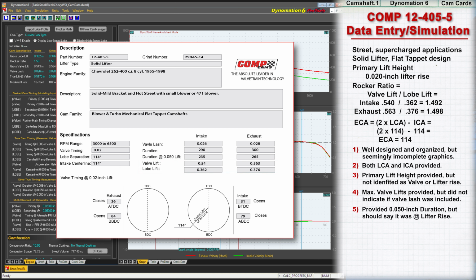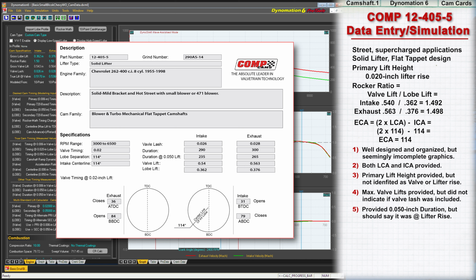5. Finally, the cam card provided secondary duration measured at 50 thousandth inch lift, but it didn't provide secondary valve timing or confirm that this was a lifter rise or valve rise measurement. I feel that this missing information should always be included on cam cards. When it's not provided, it's easy to understand why camshafts are installed incorrectly and poorly modeled in simulations.